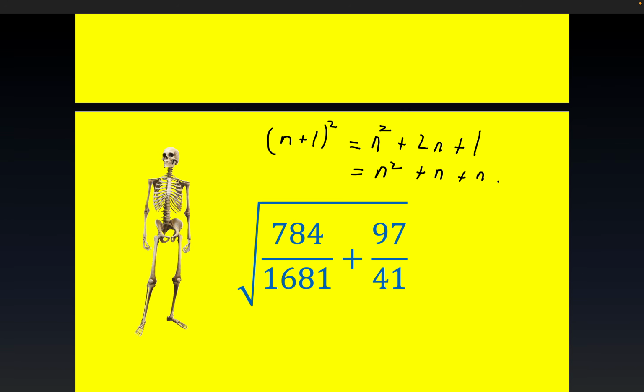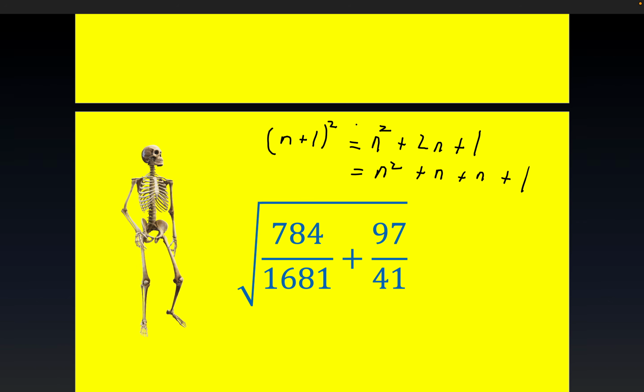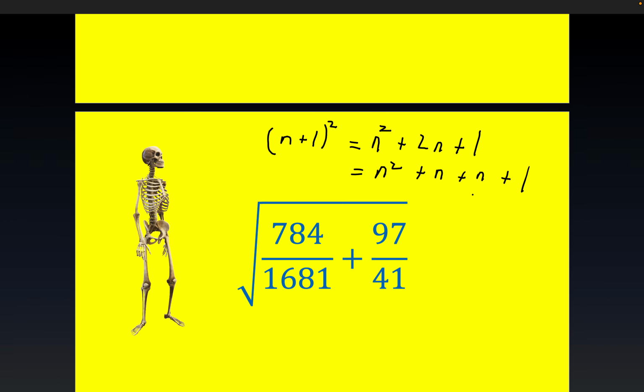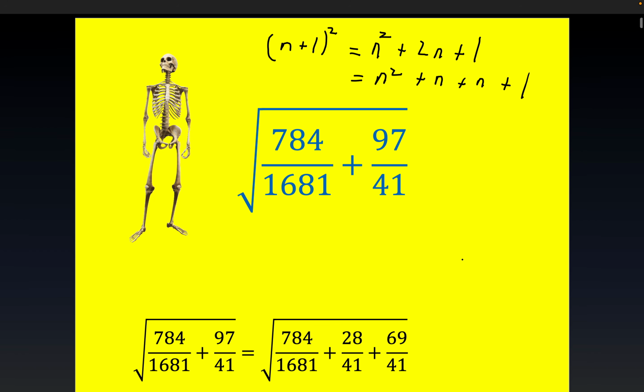Now, this looks pretty strange, right? In other words, why in the world do we do this? 2n is equal to n plus n, sure. But what does that have to do with this problem? Well, let's take a look and see exactly what it does have to do with this problem.